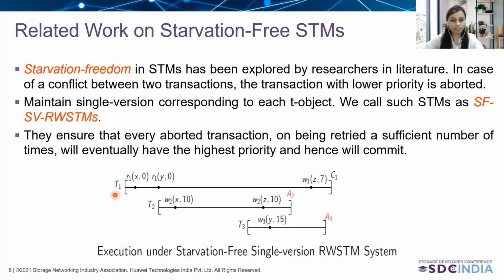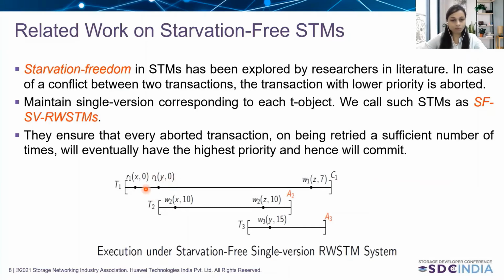Here we have considered an example in which there are three transactions, T1, T2 and T3. The transaction T1 invokes the read operation. R stands for read and W stands for write, and the subscript represents the transaction. So R1 represents the read operation of transaction T1 on T object X, and it returns the value 0. Similarly, the read on T object Y returns the value 0.